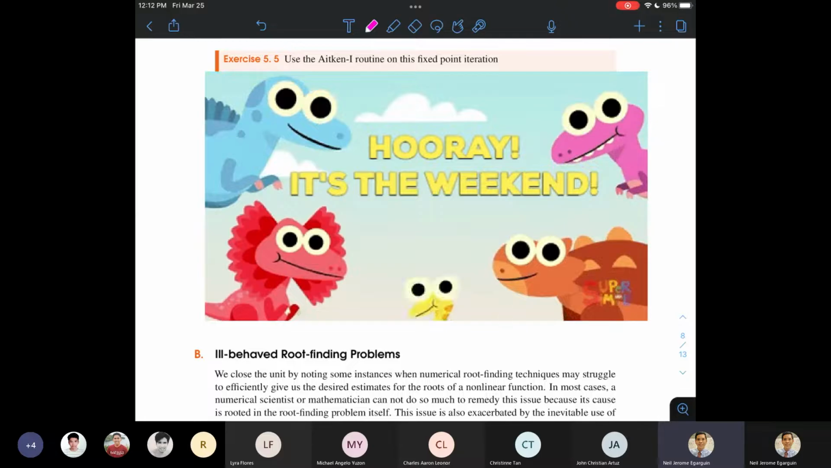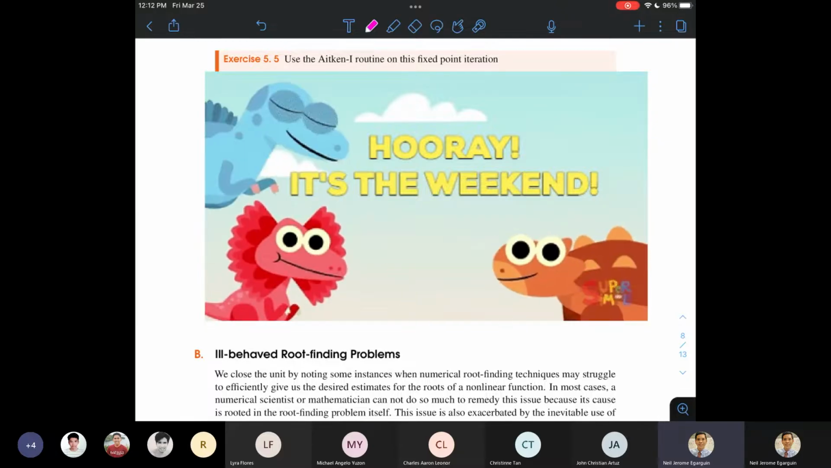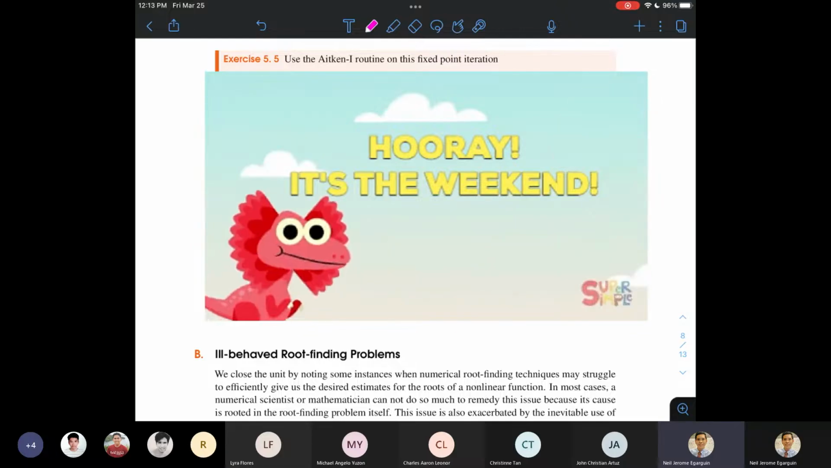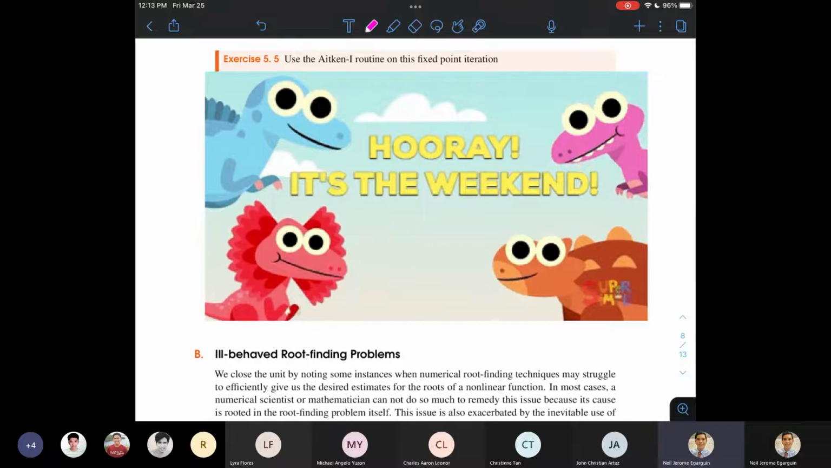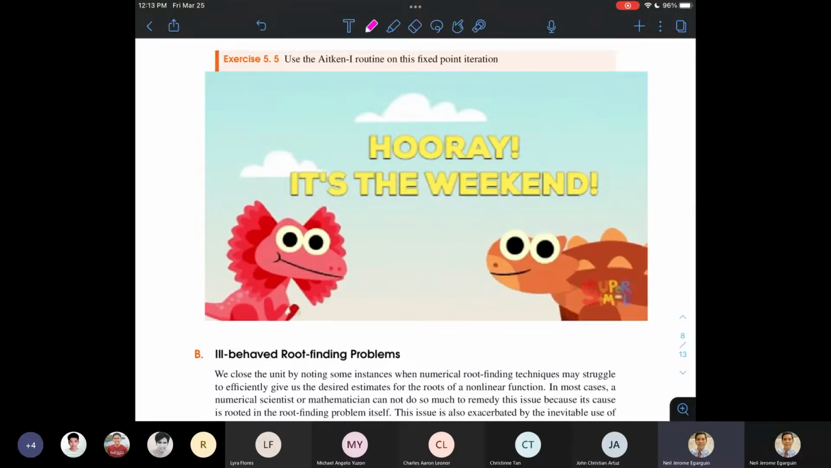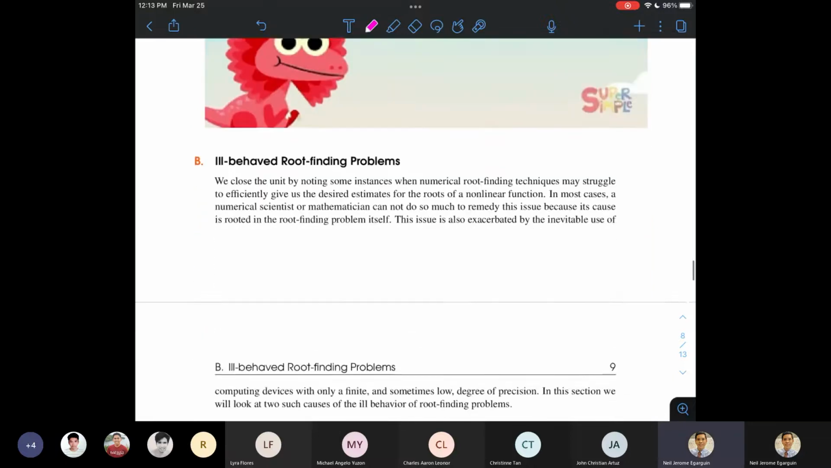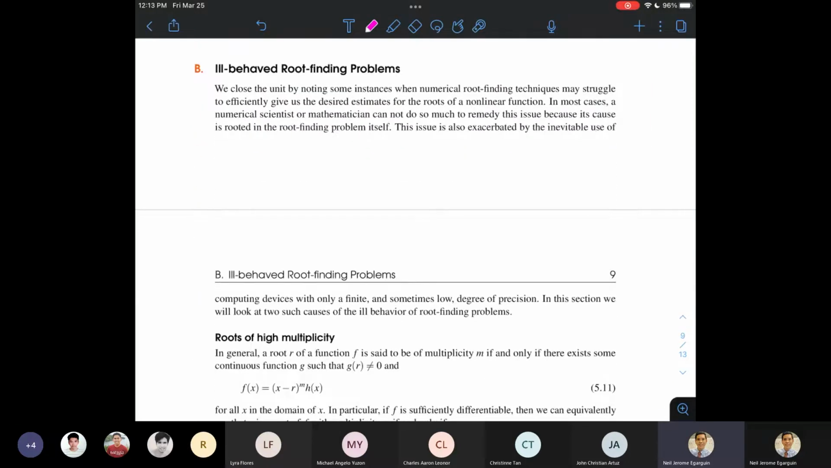So, parang kamukha siya ng Richardson extrapolation na nakita natin sa Math 174. And actually, it's very similar because we are extrapolating two previous estimates to get a new one, all right? Para makuha yung accelerated sequence of estimates to the root, okay? Now, today we'll complete our thoughts on root finding by looking at some ill-behaved root finding problems. Ito naman yung mga klase ng problems. So meron tayong methods.